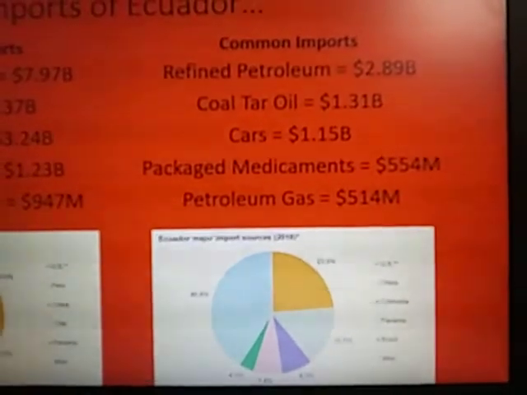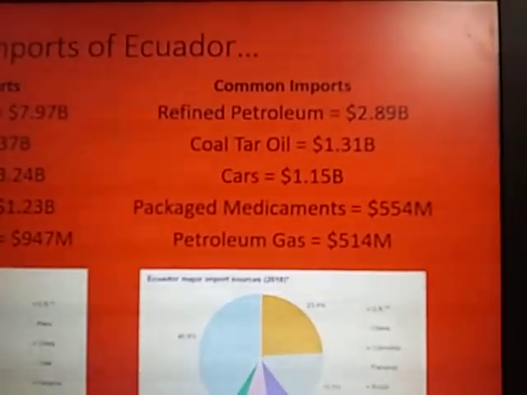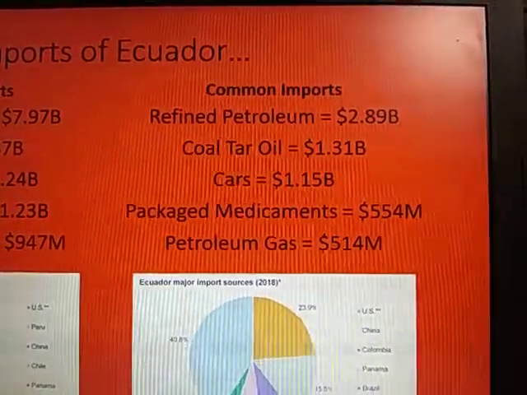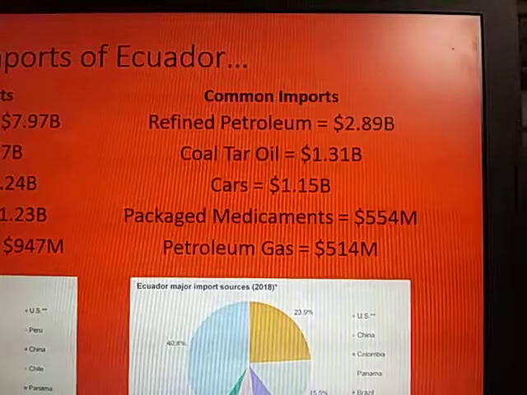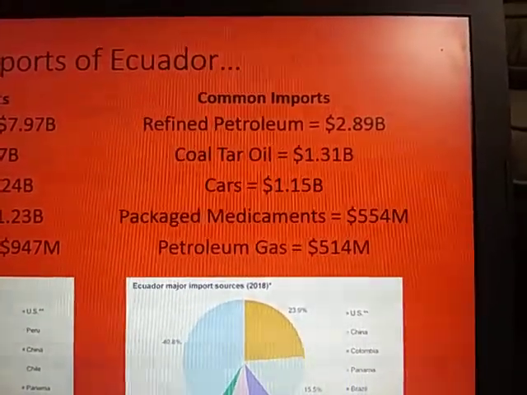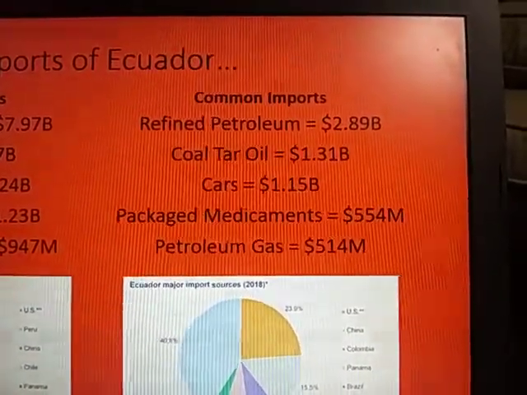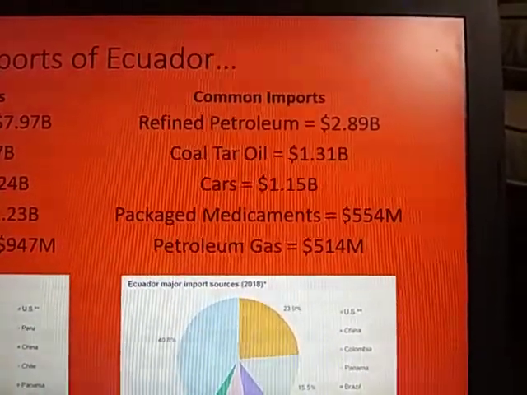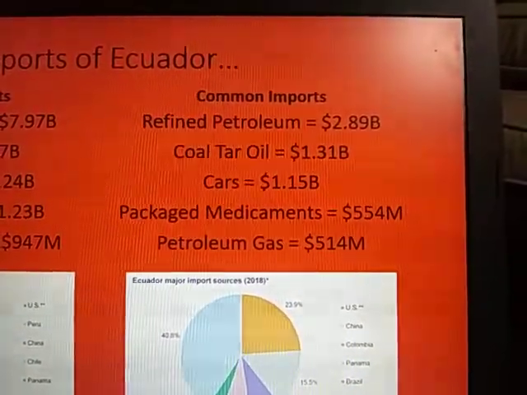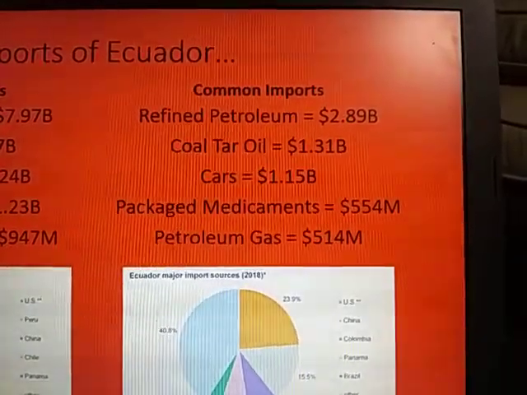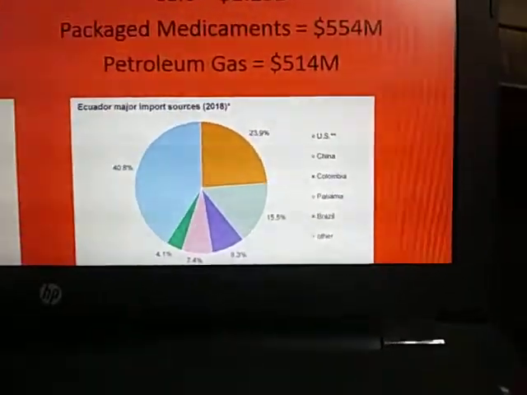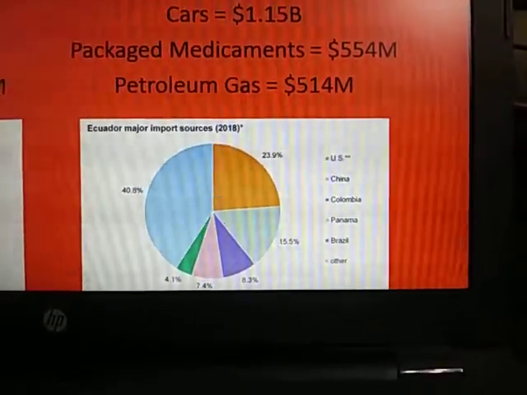Some common imports are refined petroleum, ranging around $2.89 billion. Coal tar oil, which is around $1.31 billion. Cars, which is about $1.15 billion. Packaged medicaments, which is around $554 million. And petroleum gas, which is around $514 million. Again, the major import source is the US.